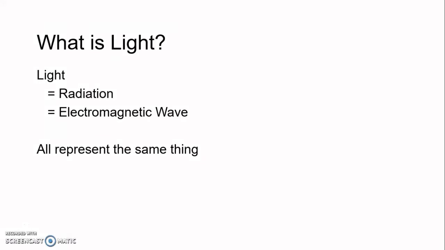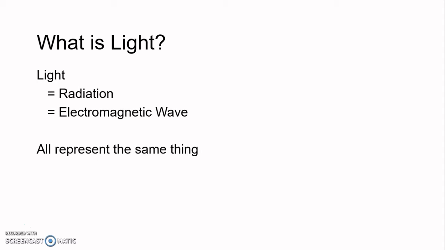There are a lot of terms that describe light. Light, of course, is the one that we most commonly use, but there are two other primary terms that we use to describe light. They are radiation and electromagnetic wave.